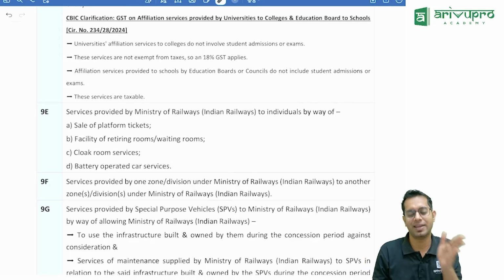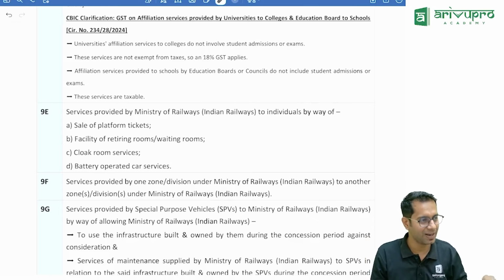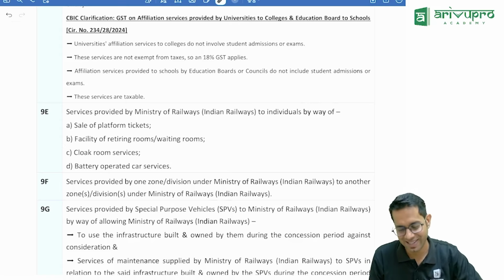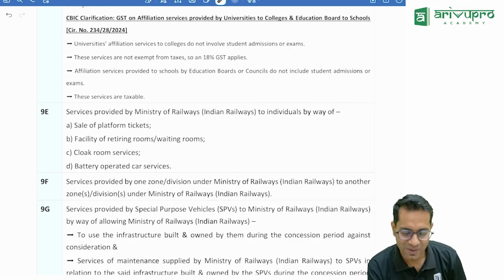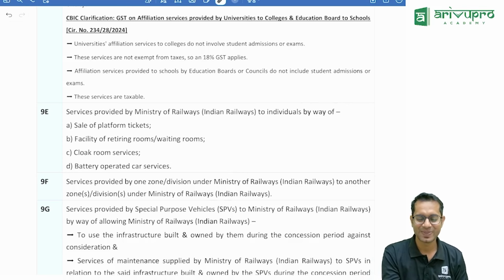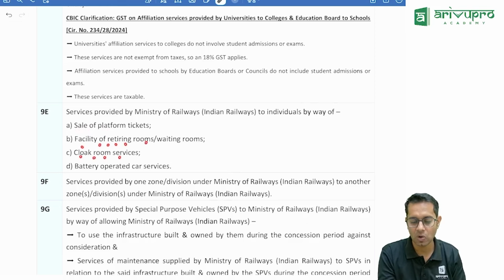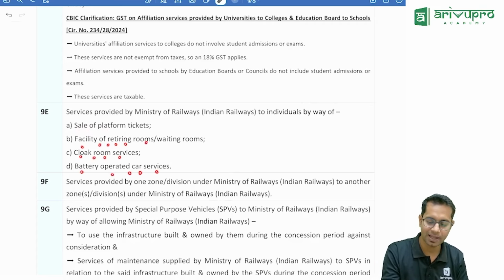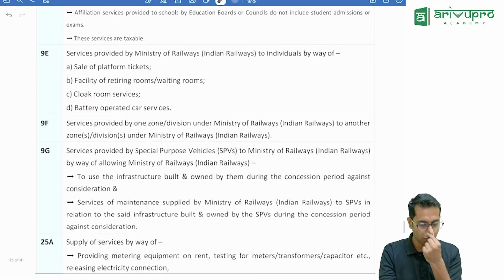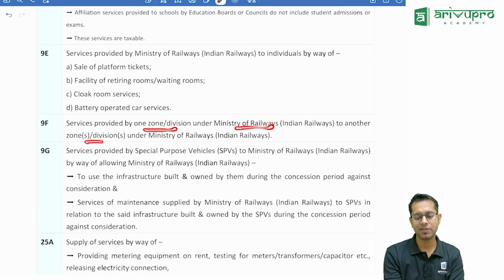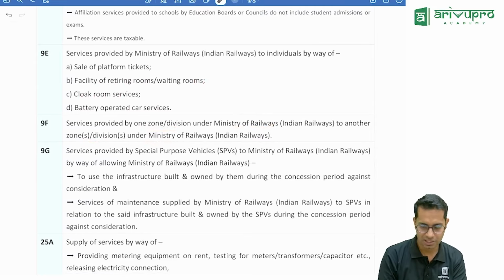So that if in December month I know that my examination I have not written well, then I can anyways come here. So you are going to see your future. Sale of platform tickets or facility of retiring rooms, waiting rooms, clock rooms, battery operated car vehicles, for all these things there is no GST applicable. Then if one division of Indian Railway is giving services to another division, then also GST is not applicable.